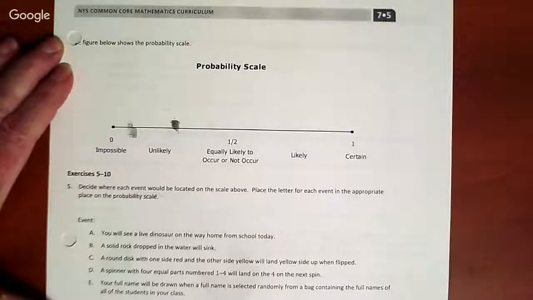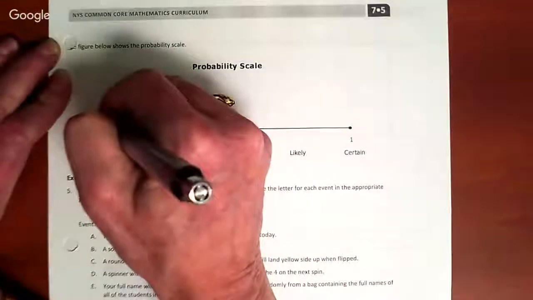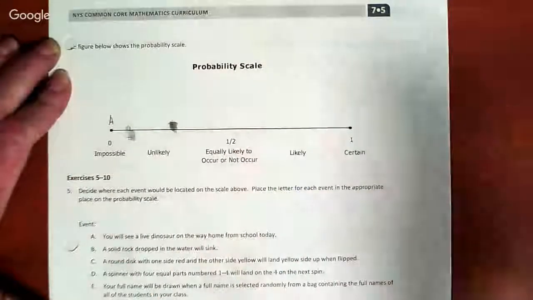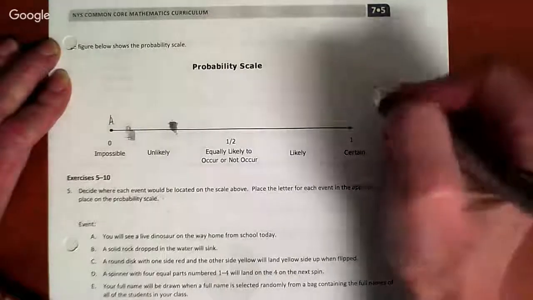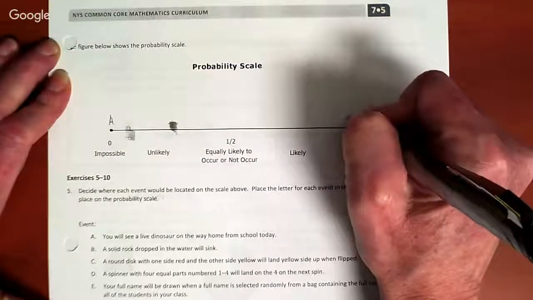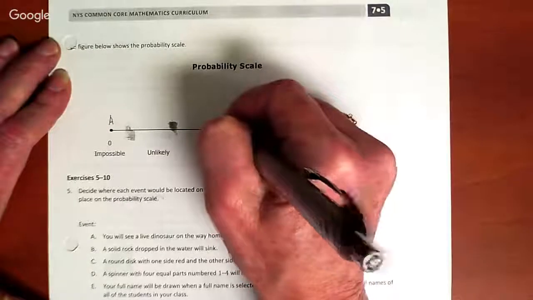You will see a live dinosaur on the way home from school today. Well, considering there's no live dinosaurs, that's impossible. So that's A. A solid rock dropped in the water will sink. Well, that's an absolute, that's certain. A round disc with one side red and the other side yellow will land on yellow side up when flipped. Well, that's equally likely to occur.